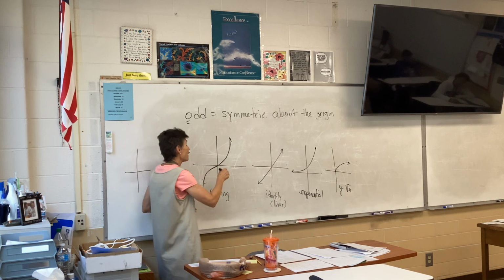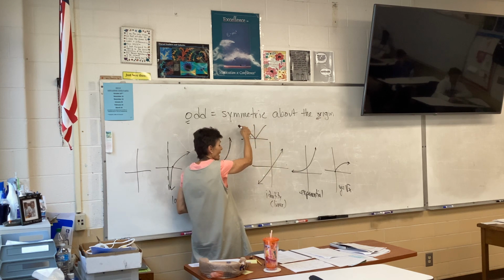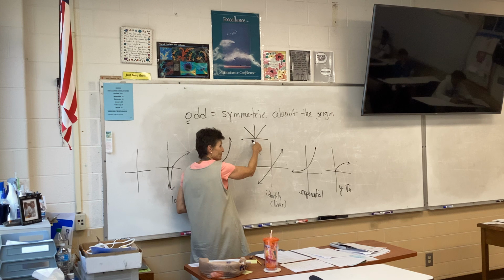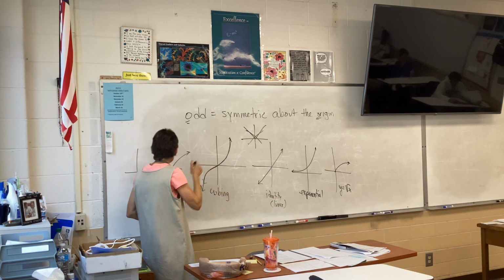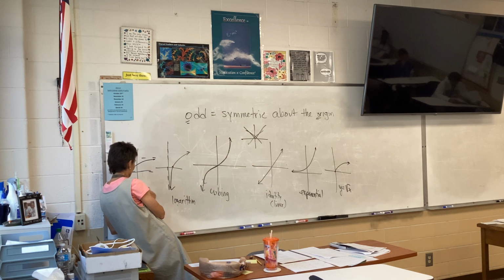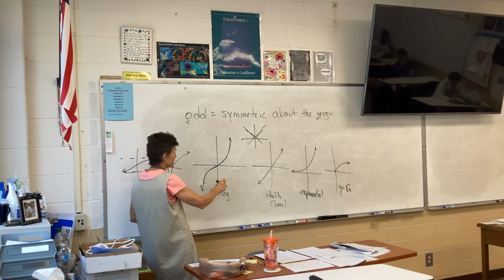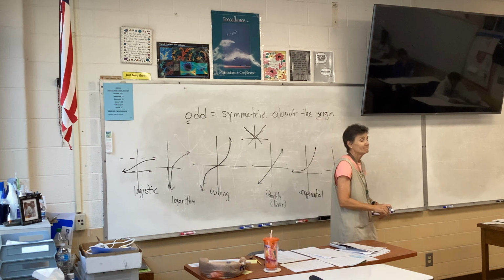Absolute value, be careful. When I draw absolute value, which way is my pencil going? That's not that one. Logistic. The logistic function is the other one that is always going up. So here are the six functions that do nothing but go up.